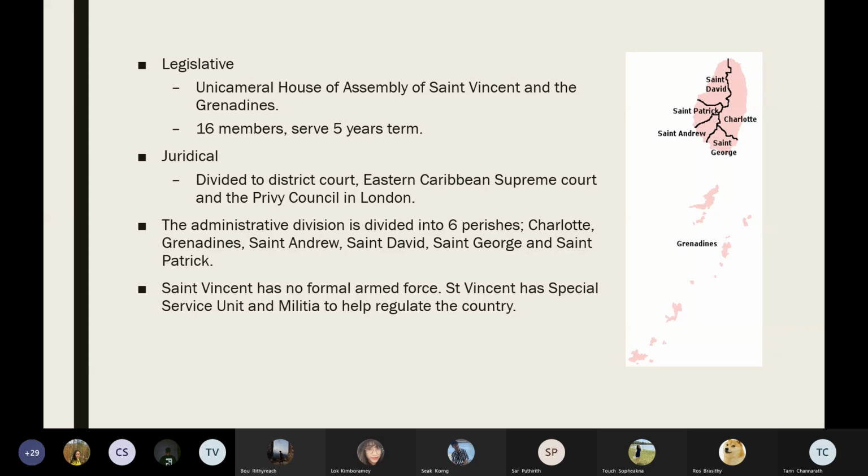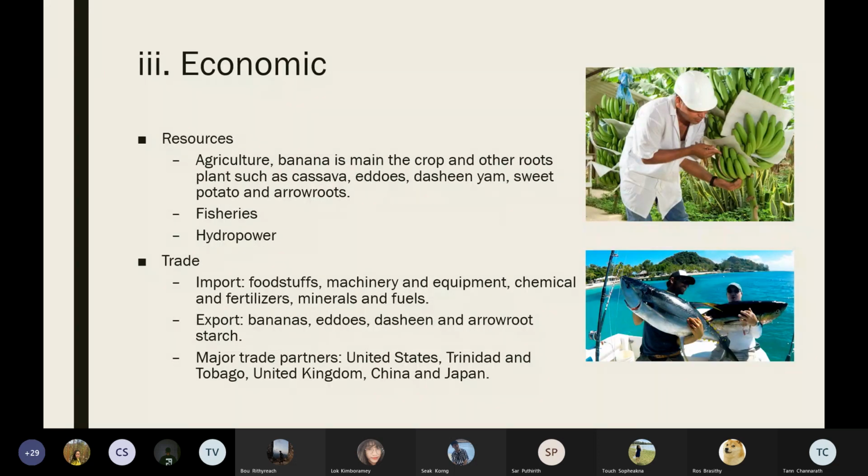Saint Vincent has a special service unit and police to help regulate the country. And about the economy, Saint Vincent relies on agriculture. Banana is the main crop. They also raise other crops such as cassava, eddoes, and so on. Fishery also plays an important role in the country's economy. They also have hydropower from a hydropower station on their river on the mainland.